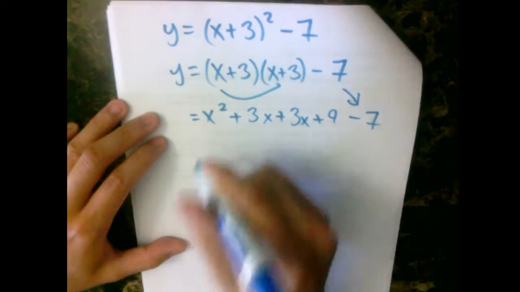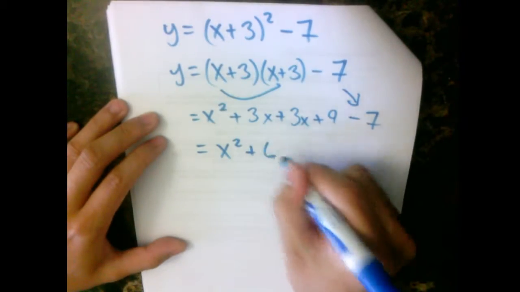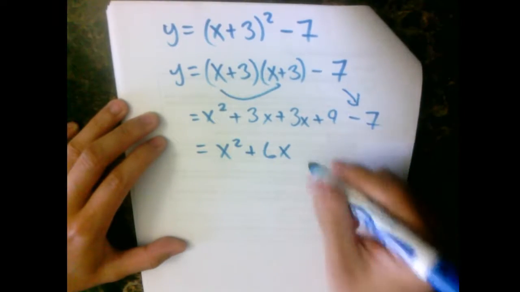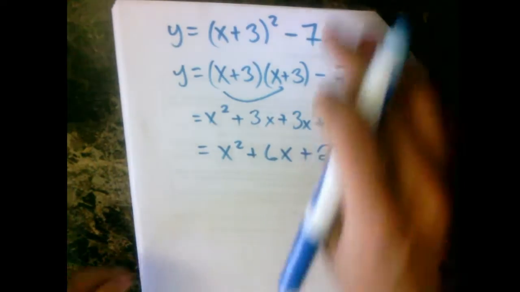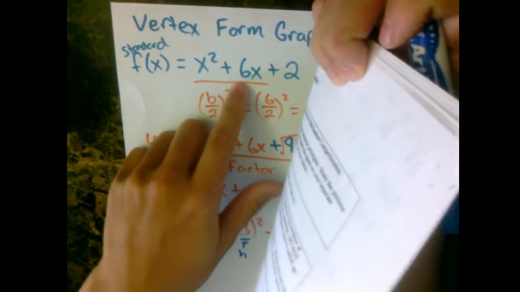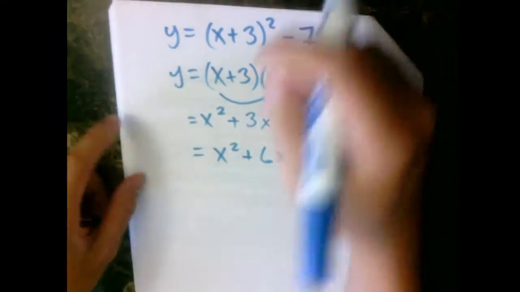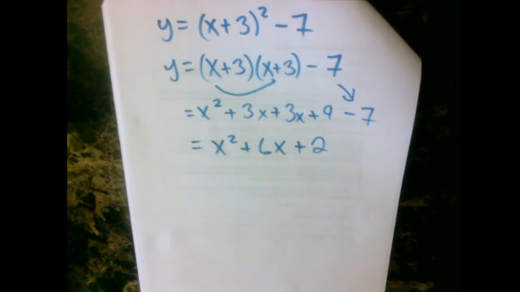Let's go ahead and combine like terms. X squared, 3x plus 3x is 6x. And then 9 minus 7 is 2. And you'll notice that we got back to x squared plus 6x plus 2 from here. And it's the same exact one we started with. X squared plus 6x plus 2, x squared plus 6x plus 2. That's all you have to do to change vertex form into standard form. It's a much easier process.